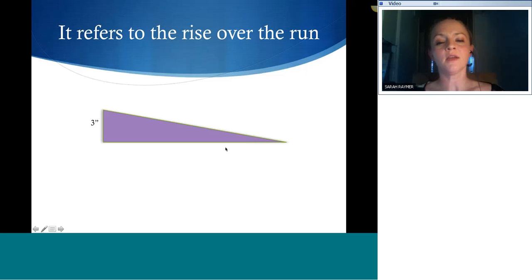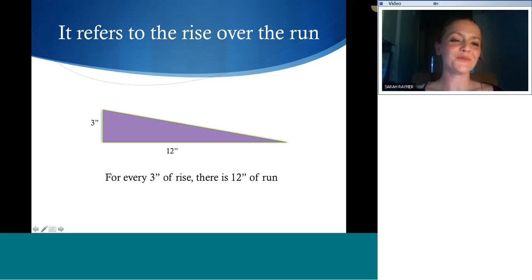Okay, exactly what I was just explaining. The rise over the run. So we got 3 inches. We're working on a minuscule scale. So this is working on your toy model, not your real house. We're working with inches. So 3 inches over 12 inches. There's 3 inches of rise for every 12 inches of run.